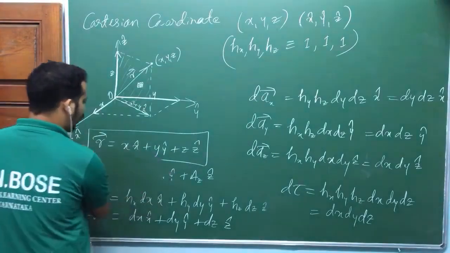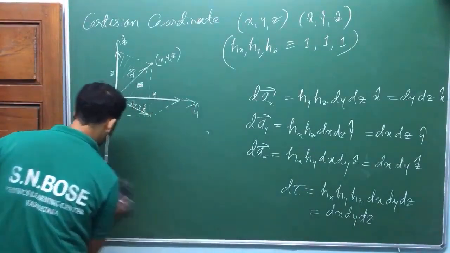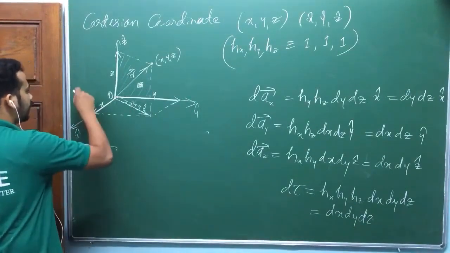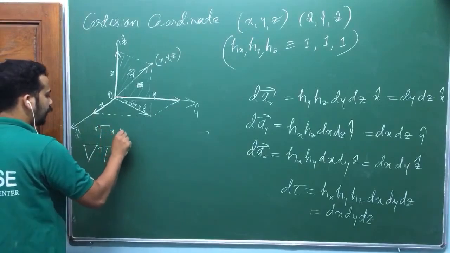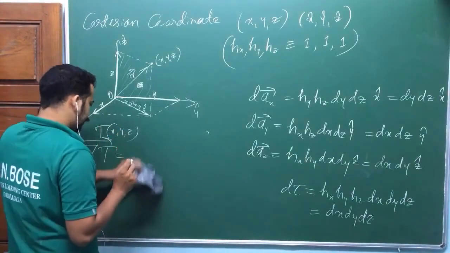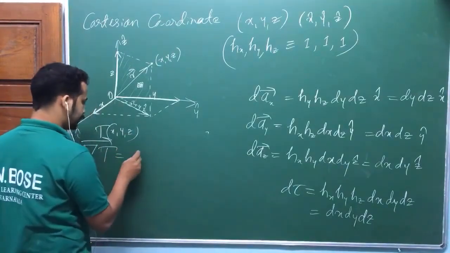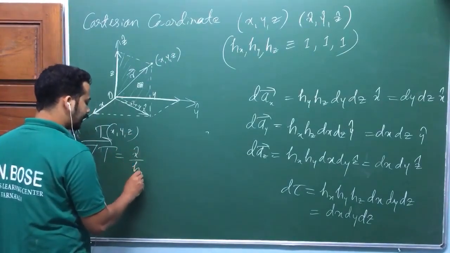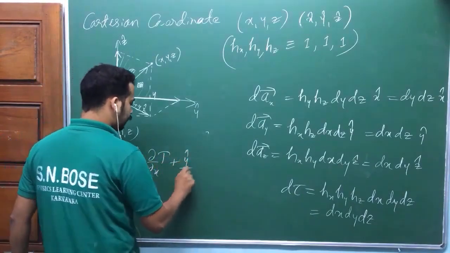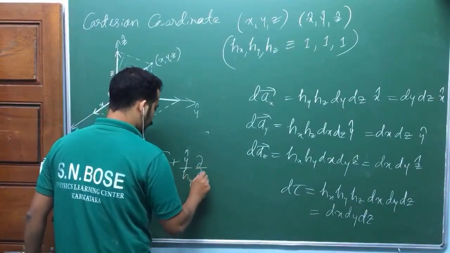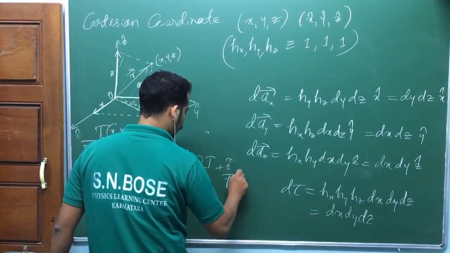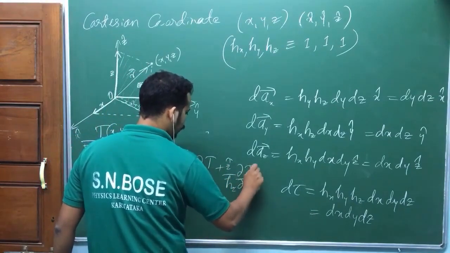Now we already know what these gradient, divergence and curl are. Gradient of t, if t is imagined as a function of x, y, z. What is gradient of t? That's equal to what I have written: x cap divided by hx, dou by dou x of t, plus y cap divided by hy, dou by dou y of t, plus z cap divided by hz, dou by dou z of t, isn't it?